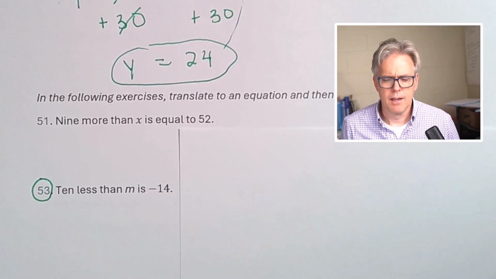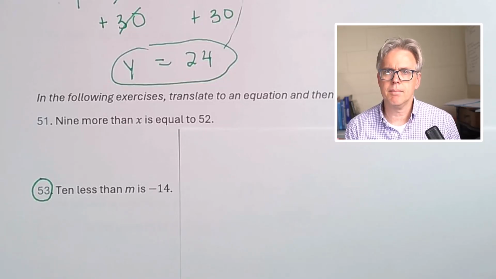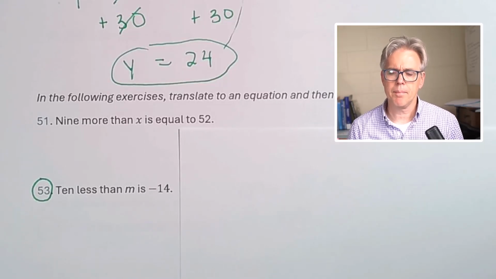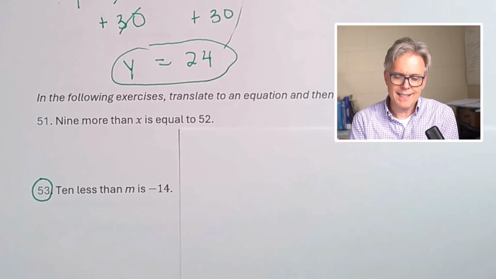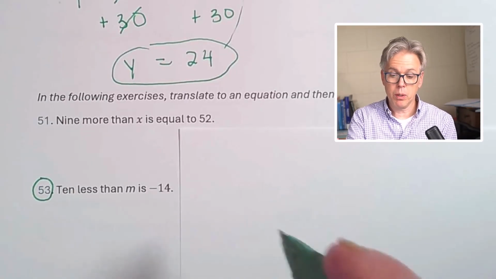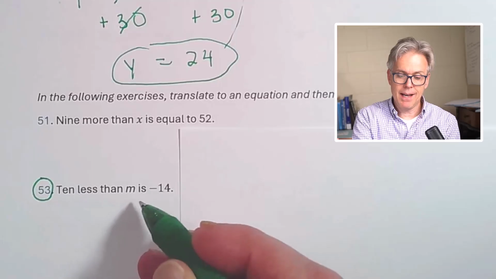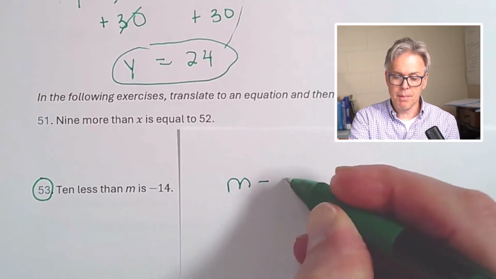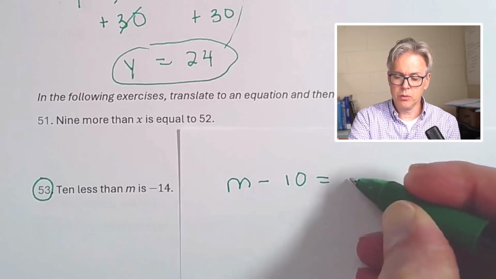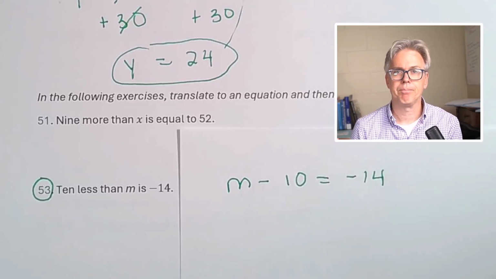Okay, let's look at this one. We have 10 less than m is negative 14. And so I picked this one because it's often missed. We don't necessarily write it down as we see it in English. So we would not write down 10 minus m. We're going to say m minus 10 equals negative 14.